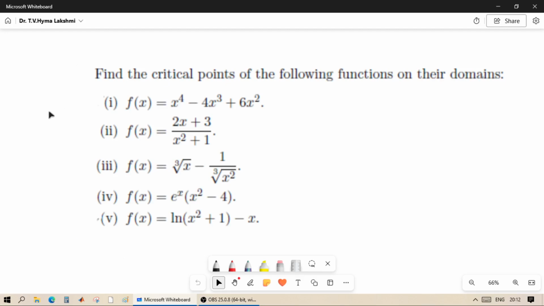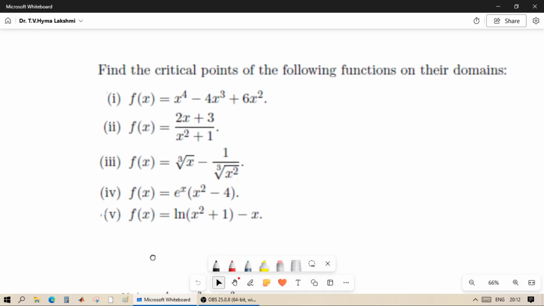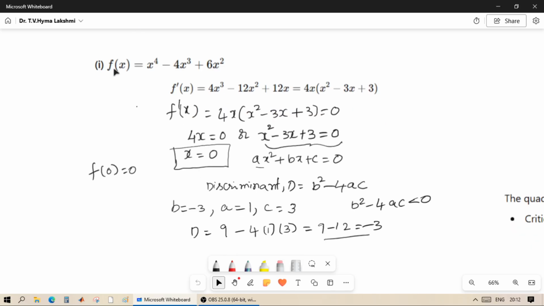In this video, I would like to explain how to find the critical points of the given functions on their domains. First, let us see this example: f of x equals x power 4 minus 4x cube plus 6x squared. First, we have to find the differentiation of the given function to find the critical points.